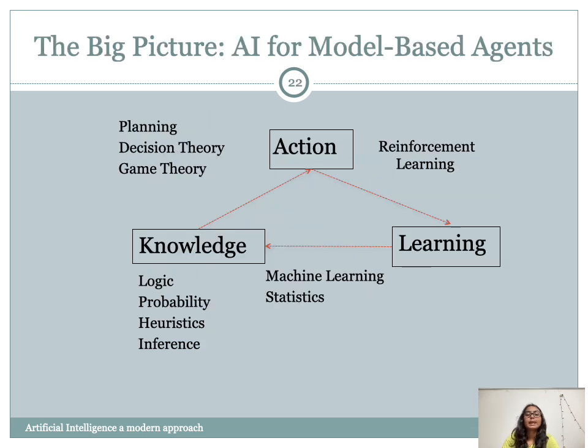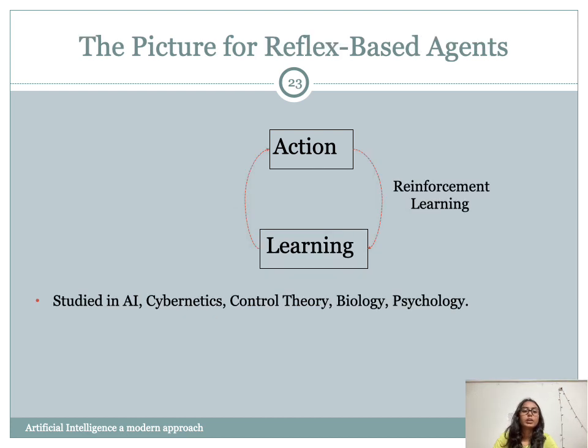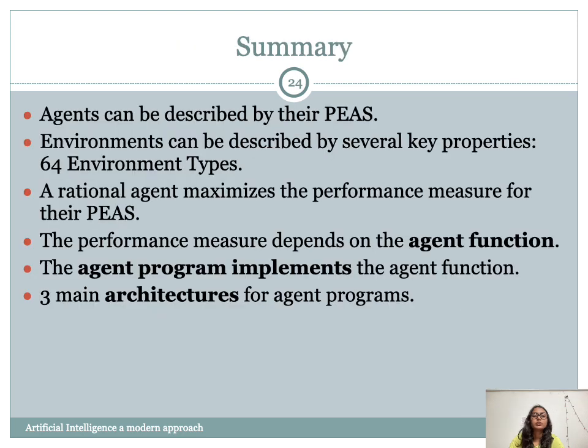So the big picture, AI for model-based agents: action, learning, the knowledge. The picture for reflex-based agent: action and learning. Reinforcement learning is studied in AI, cybernetics, control theory, biology, psychology.